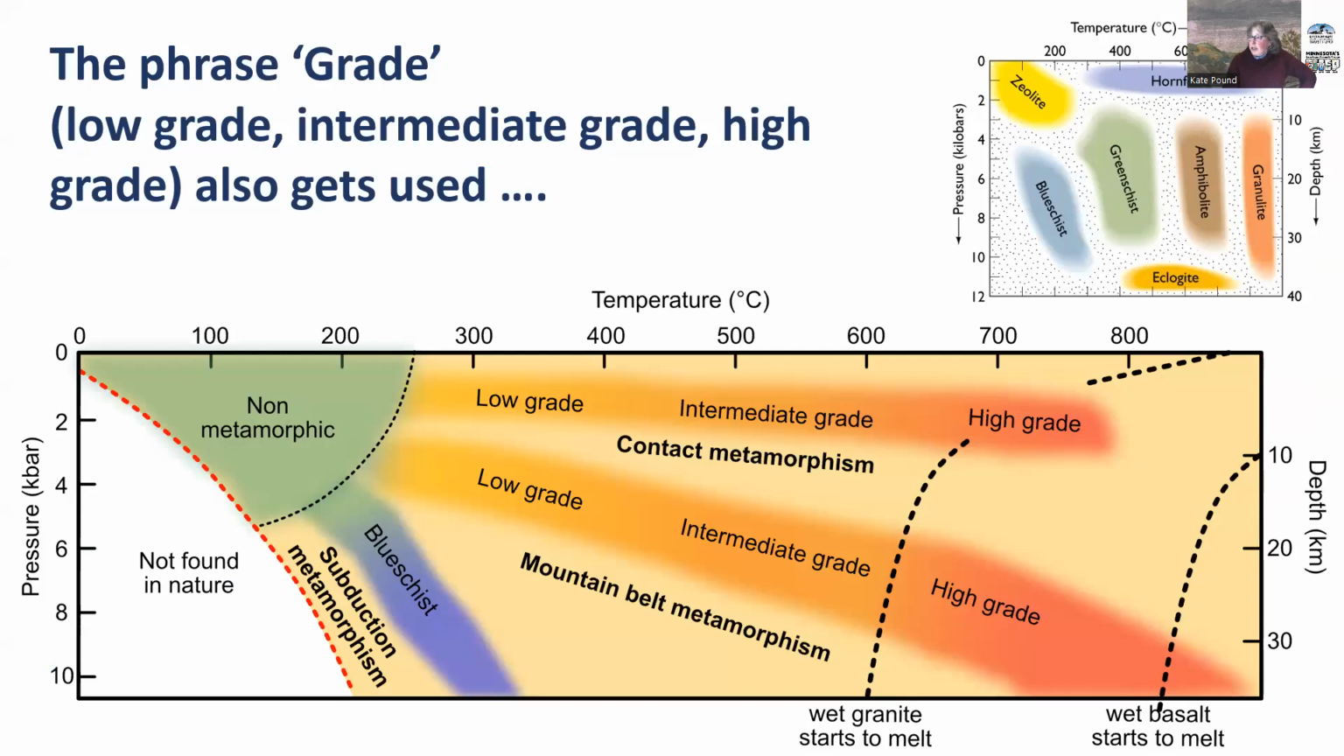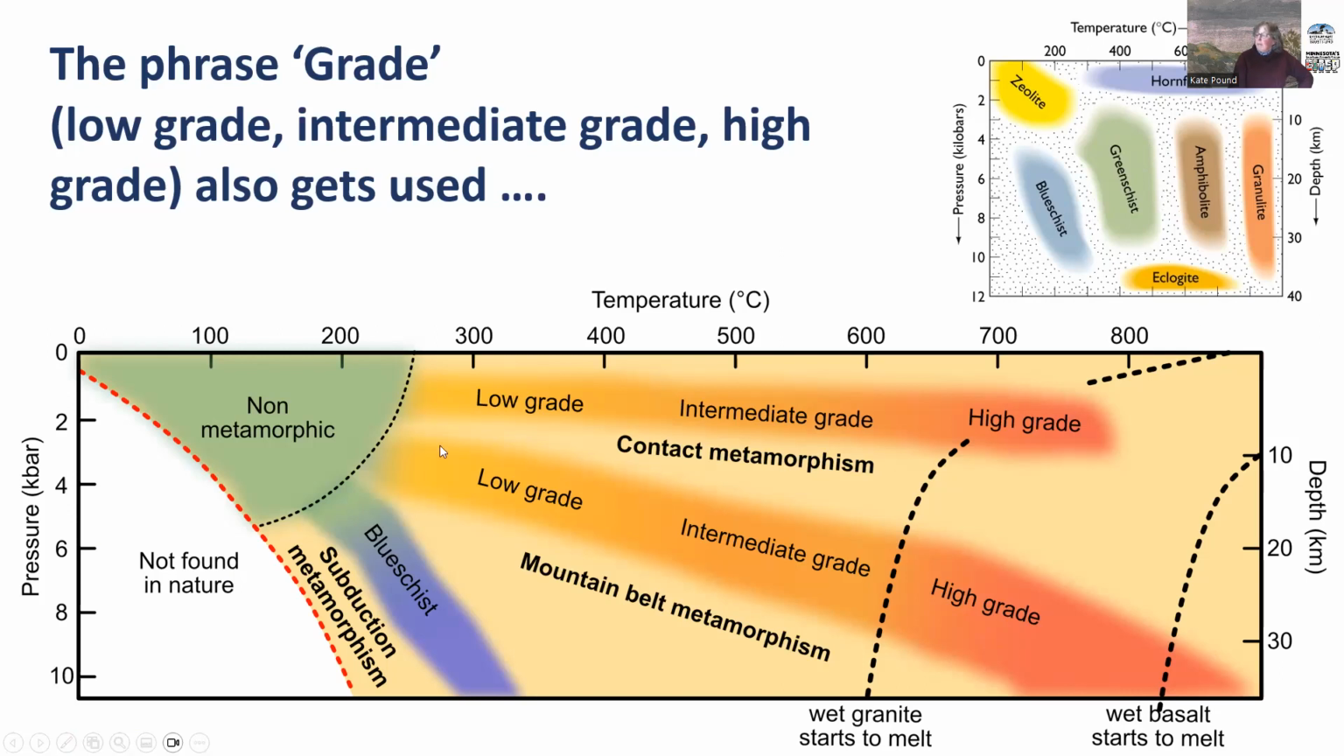So there are a couple of other terms. If you think back to the beginning, I mentioned the phrase grade gets used, and people say low grade, intermediate grade metamorphism, high grade metamorphism. How does this fit in with what we've learned so far? Well, up in the top here is a simple metamorphic facies diagram, and you'll notice that this one has pressure on the y-axis here and depth over on the right, but still got temperature going from left to right, and you can match the scales on the top and the bottom.